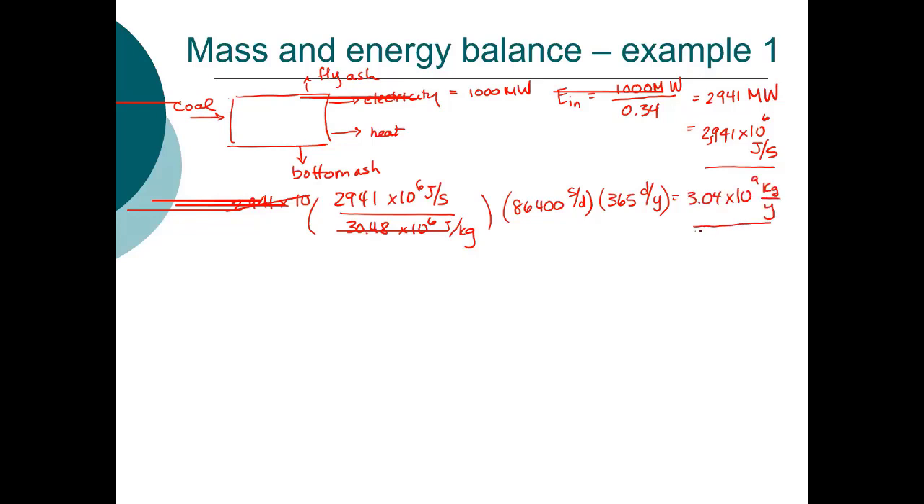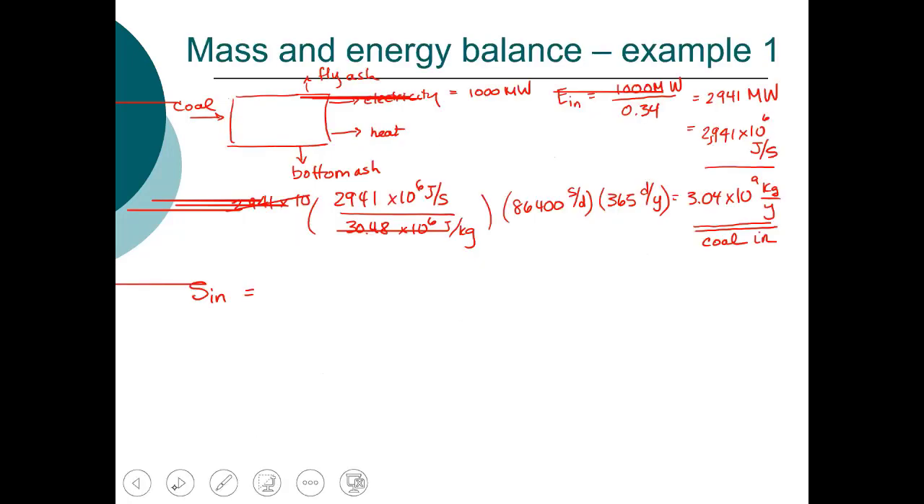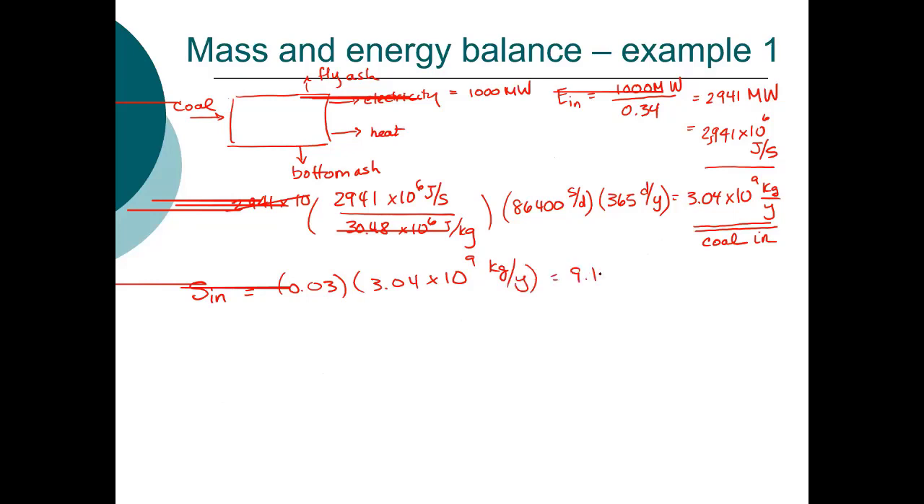So this is the amount of coal that we will need to supply to this power plant on an annual basis. How do we determine the amount of sulfur entering the system? Go back. We said that the coal has a sulfur content of 3%. So the sulfur in is 0.03 times 3.04 times 10 to the 9 kilograms per year, or 9.13 times 10 to the 7 kilograms per year.